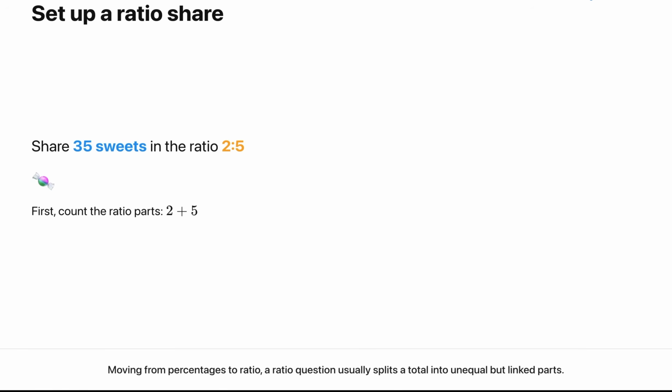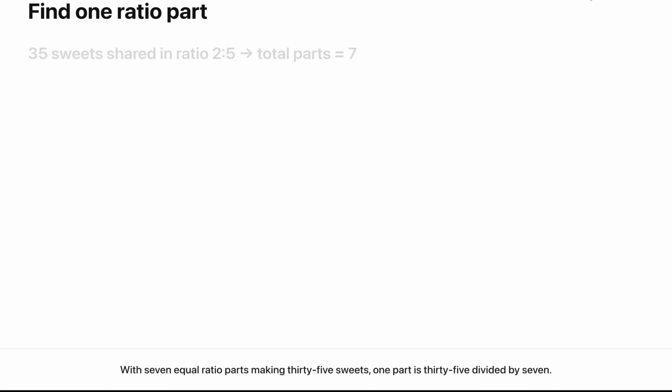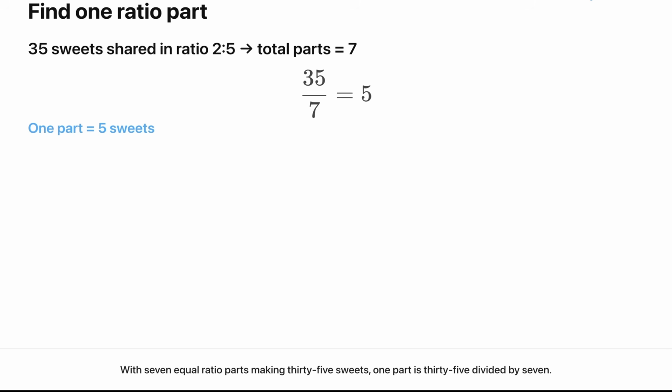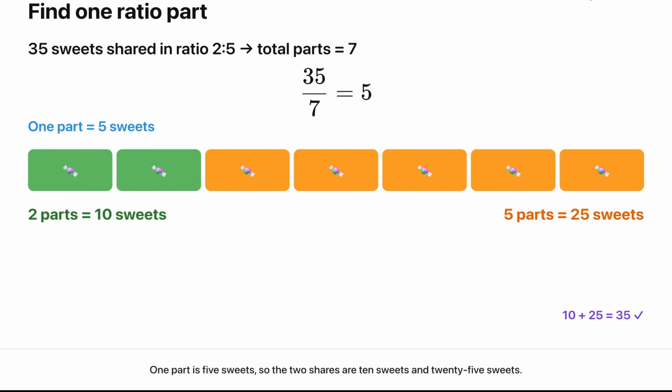Moving from percentages to ratio, a ratio question usually splits a total into unequal but linked parts. If 35 sweets are shared in the ratio 2:5, the total number of ratio parts is 2 plus 5, which makes 7 parts. With 7 equal ratio parts making 35 sweets, one part is 35 divided by 7. One part is 5 sweets, so the two shares are 10 sweets and 25 sweets.